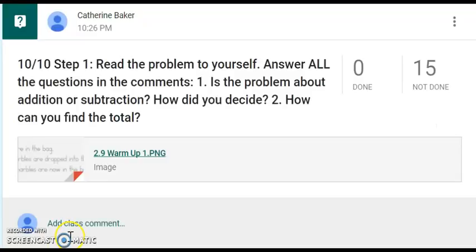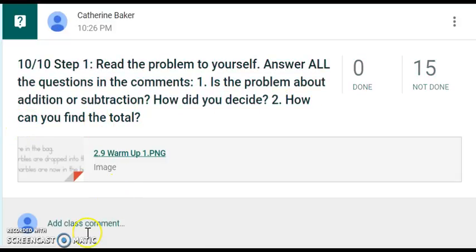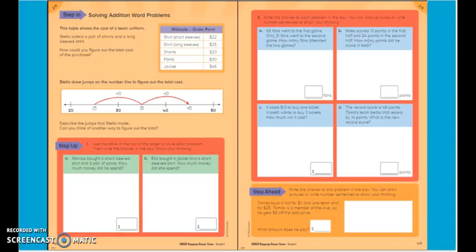So think to yourself to comment right here. Is the problem about addition or subtraction? How did you decide? What were the words in the problem that told you you needed to either add or subtract? And question number 2, how can you find the total? Make sure to put all your thoughts into these comments. After you have posted your comments, then turn to your Origo workbook to page 48 and 49.